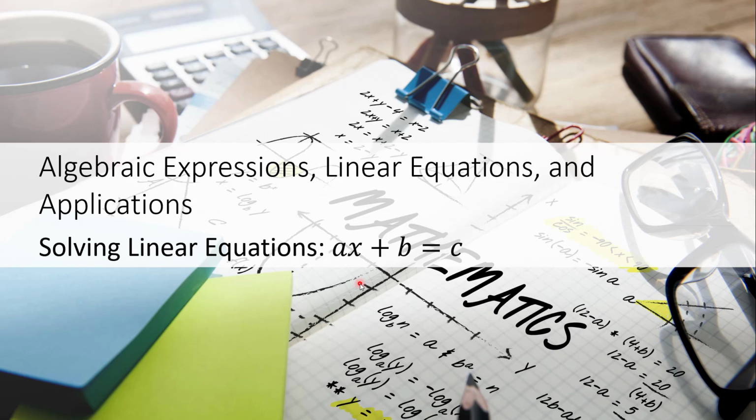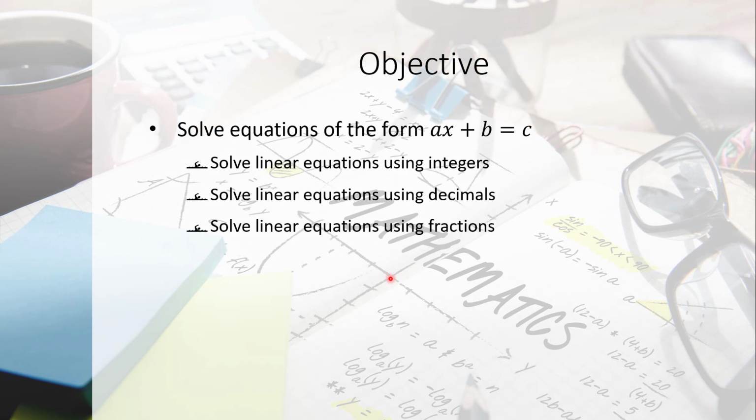Hi everybody, the purpose of this video is to go over section 2.4, and in this section we are going to solve a more general form of a linear equation: Ax plus b is equal to c. So here we have two terms, one has a variable and one is just a constant. We are going to talk about solving linear equations that have integers for a, b, and c. Linear equations where a, b, and c happen to be decimals, and yes, linear equations where a, b, and c happen to be the dreaded fraction.